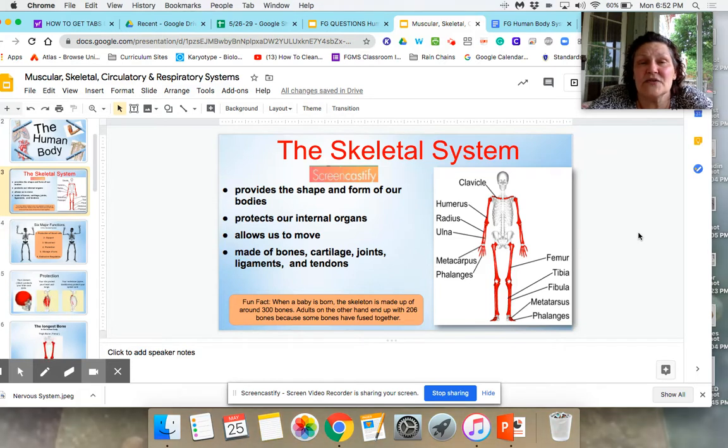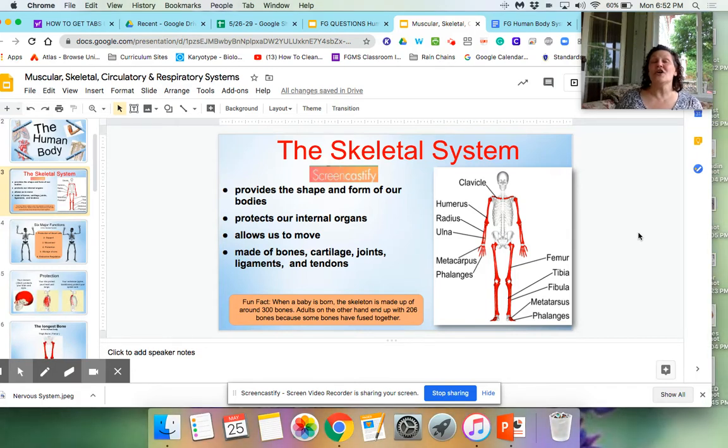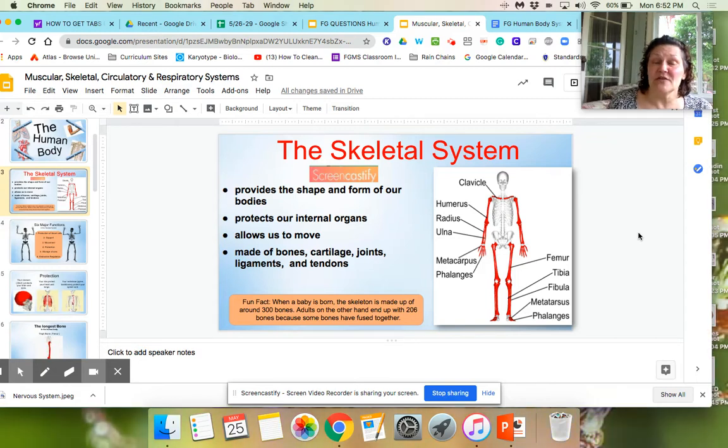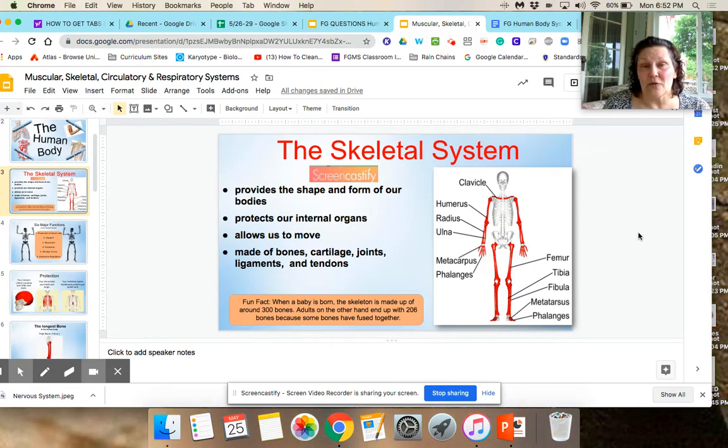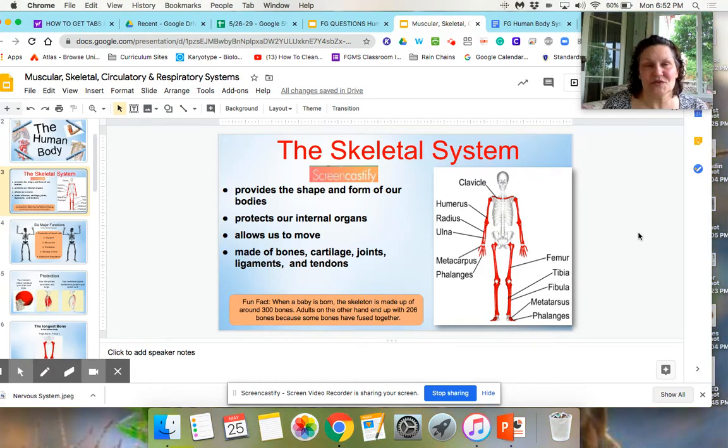Another thing that it does for us is it doesn't only give us support and form, it actually protects our internal organs. So our heart and our lungs, especially, are protected by our rib cage. And they're really kind of important organs, right? The skeletal system allows us to move. Now, the skeletal system doesn't work by itself, right? It has some of its own functions that it does on itself. But in order for it to move, you have to have muscles. So those two systems are almost impossible to separate.